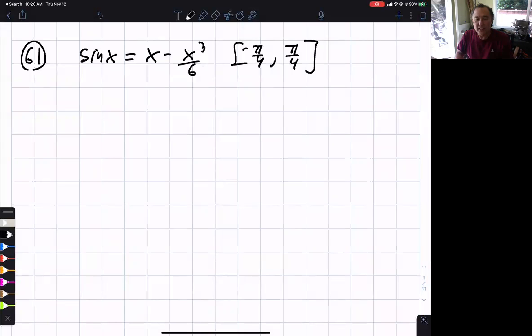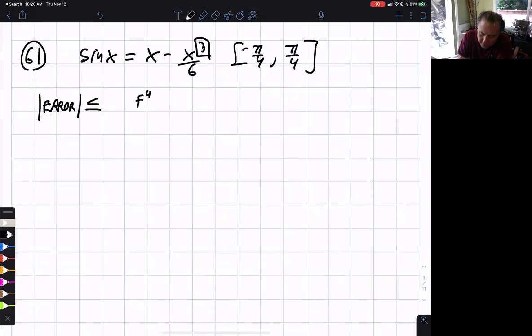So this is chapter 4, section 1, number 61. And they want us to find the Lagrange error bound for sine x. And this is a third order, right? So we know the error is going to be less than or equal to. Now, since this is a third order, it's going to be the next term, which is the fourth derivative.